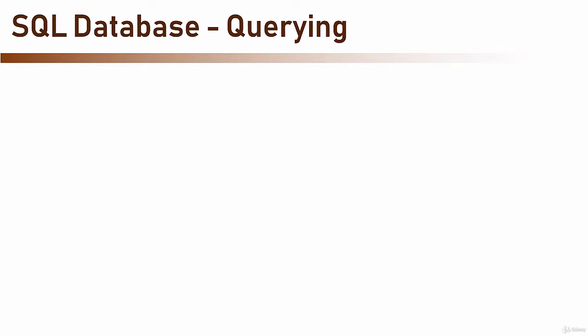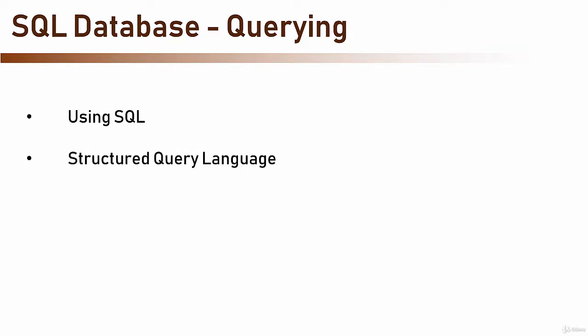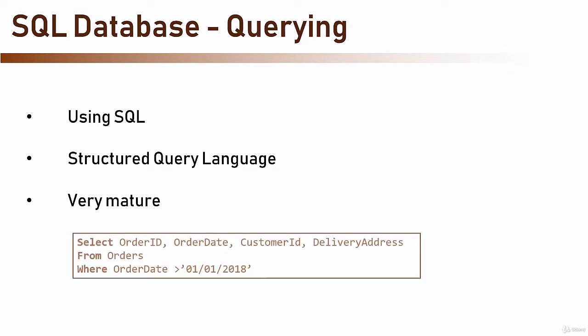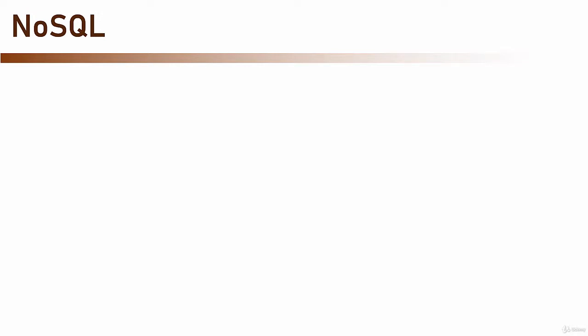All the relational databases enable querying data using the SQL language. SQL, which stands for Structured Query Language, is a very mature language that was introduced by IBM more than 40 years ago. It allows querying and modifying data in an easy-to-understand language and is considered the de facto standard for accessing data in relational databases. For example, here is a SQL snippet that demonstrates querying the orders table for orders that were generated since January 1st, 2018. And now, let's look at NoSQL databases.